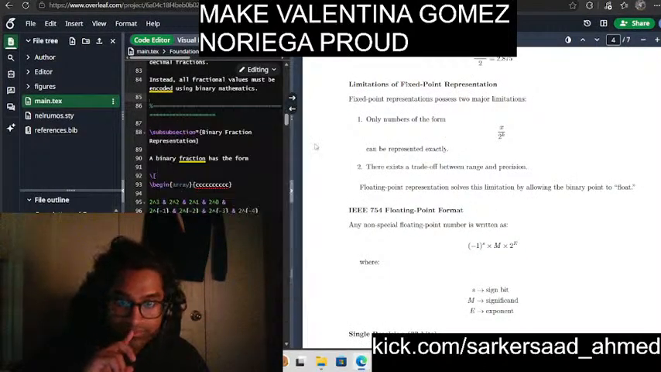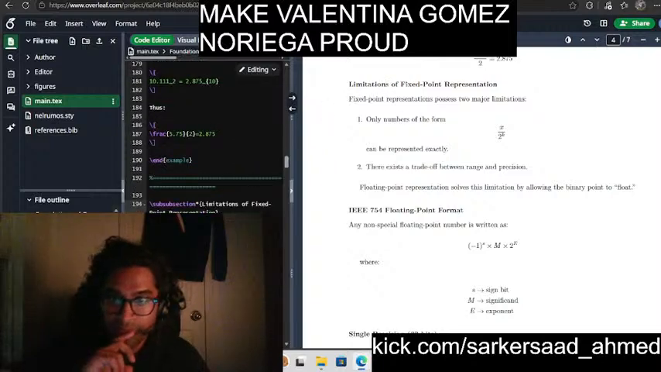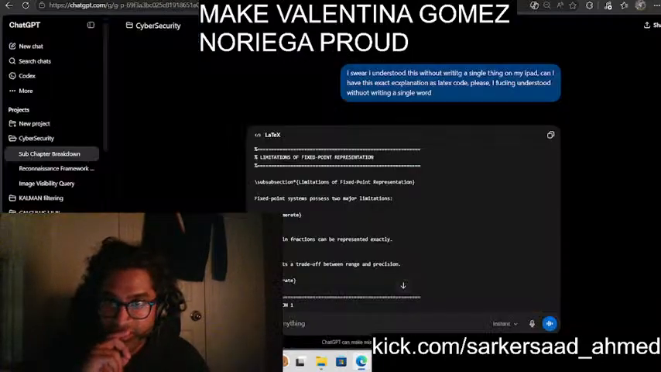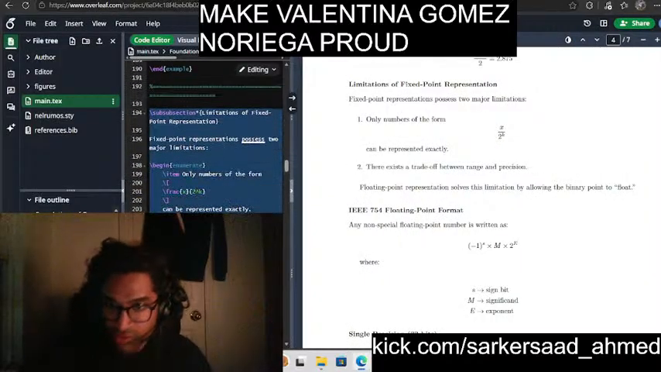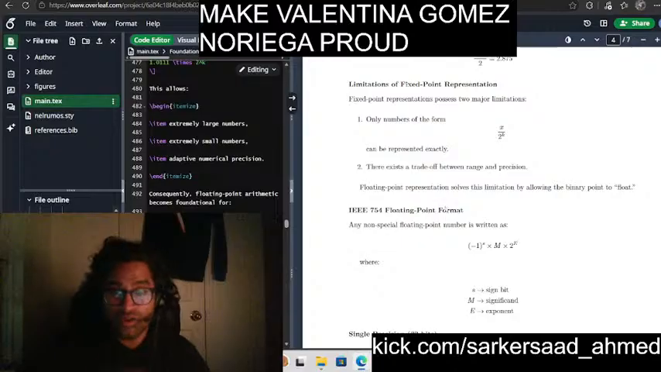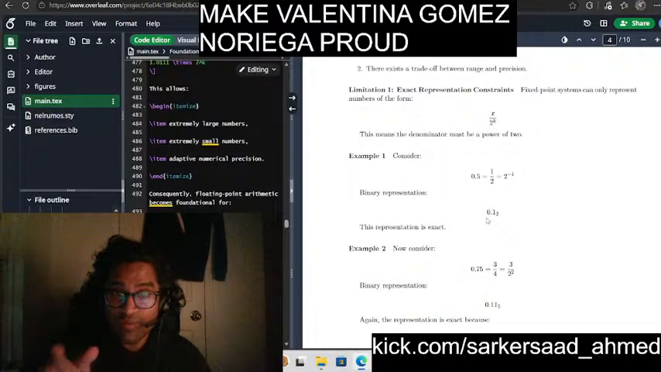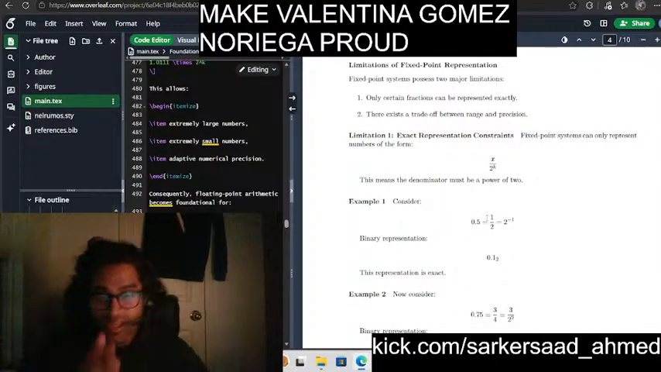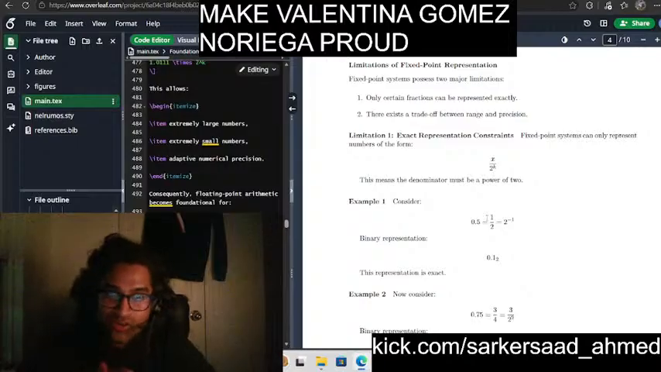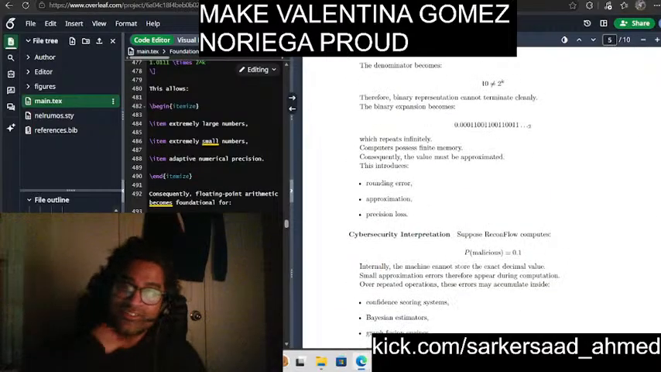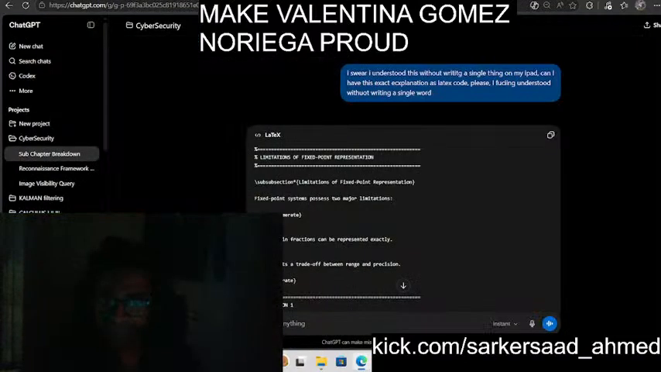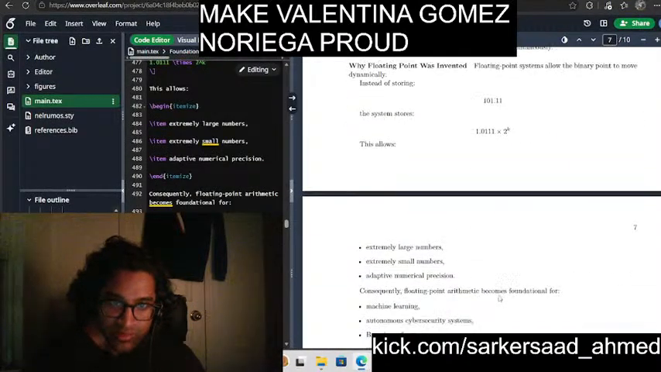Oh, the limitations. So instead of this, I'll change it to this one. So now you actually understand way better. The exact representation constraint: fixed points can only represent numbers of this form. This means the denominator must be a power of 2. So consider that 0.5 means half. Okay, I understood. Let's go to the IEEE part.